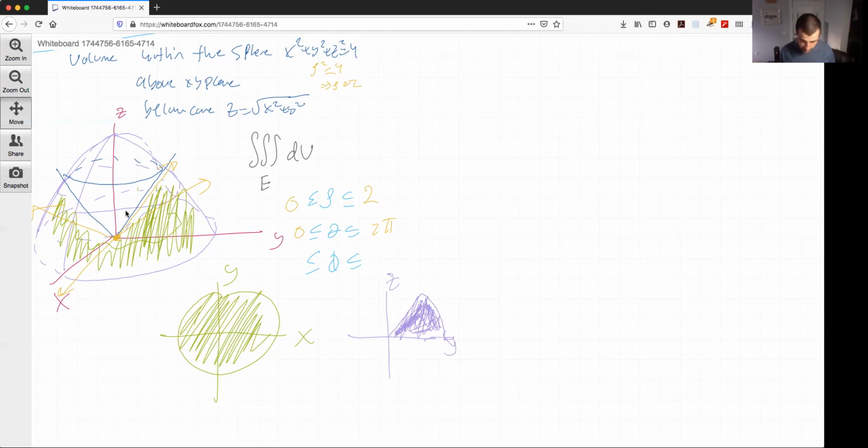The first thing is that phi equal to 0 is on top. I probably should do this in a different color. Phi equal to 0 is on top, and phi equal to pi over 2 is on the bottom. And I don't start here. I don't start from phi equal to 0 anymore. Where do I start? Well, I have to go in this direction.